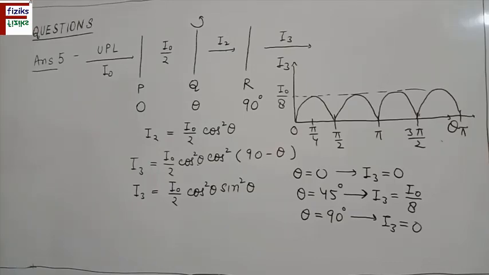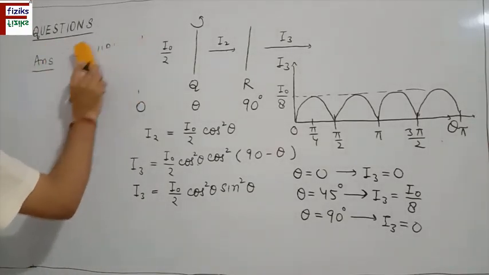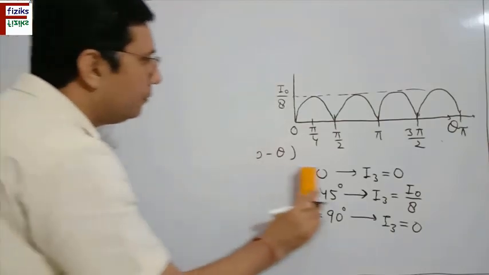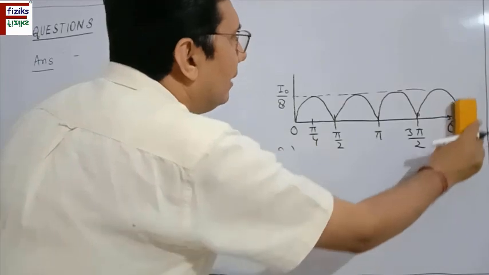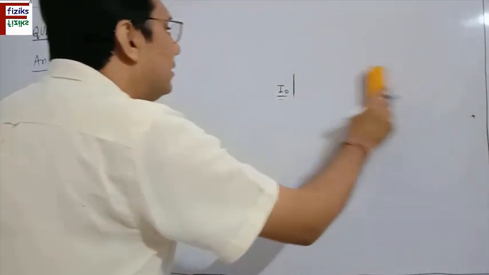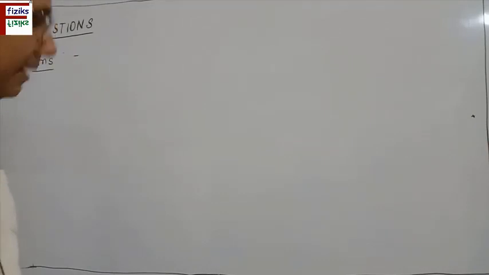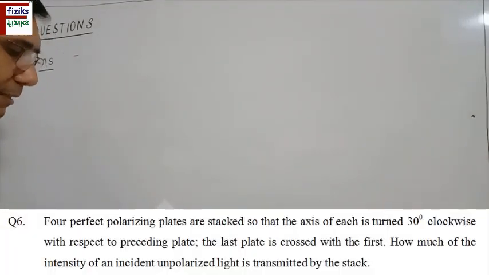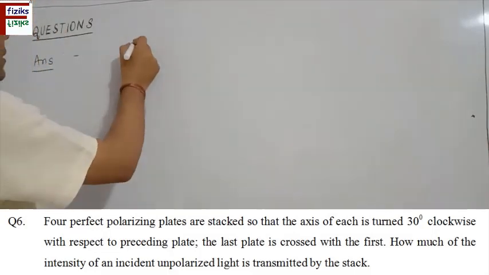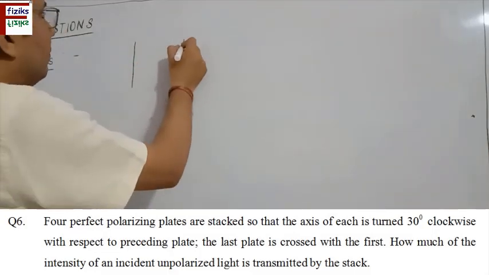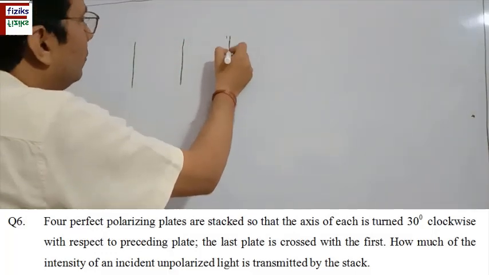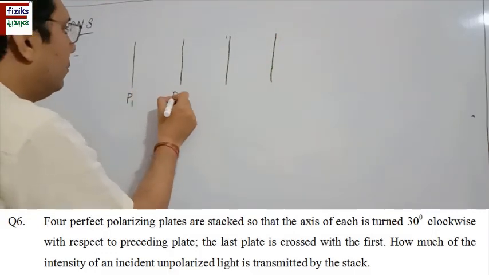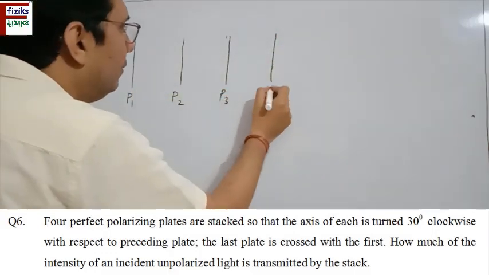Now come to the last question, question number 6. These are very important questions from the exam point of view. Many times they ask questions related to Malus law in the exam. So in question number 6, four perfect polarizing plates are stacked. So here we have four polarizing plates, P1, P2, P3 and P4.